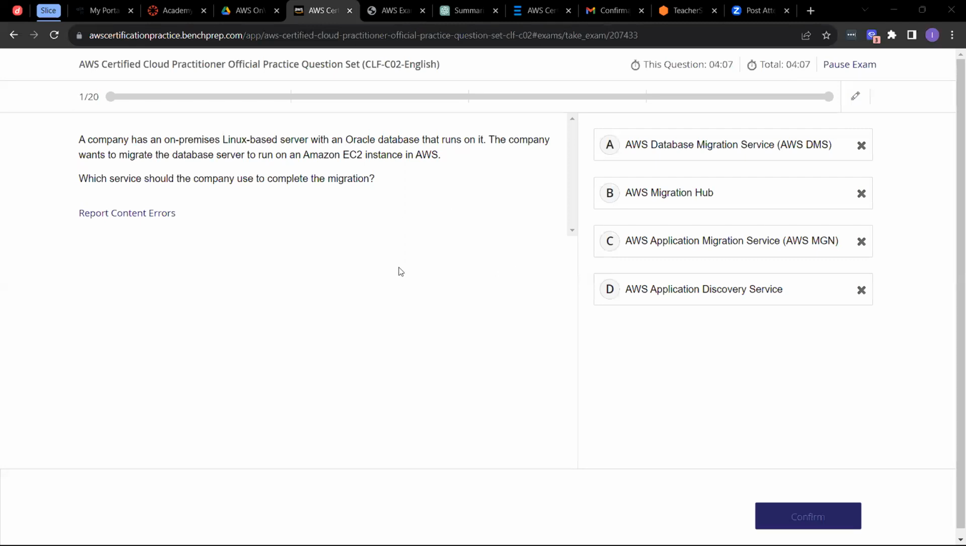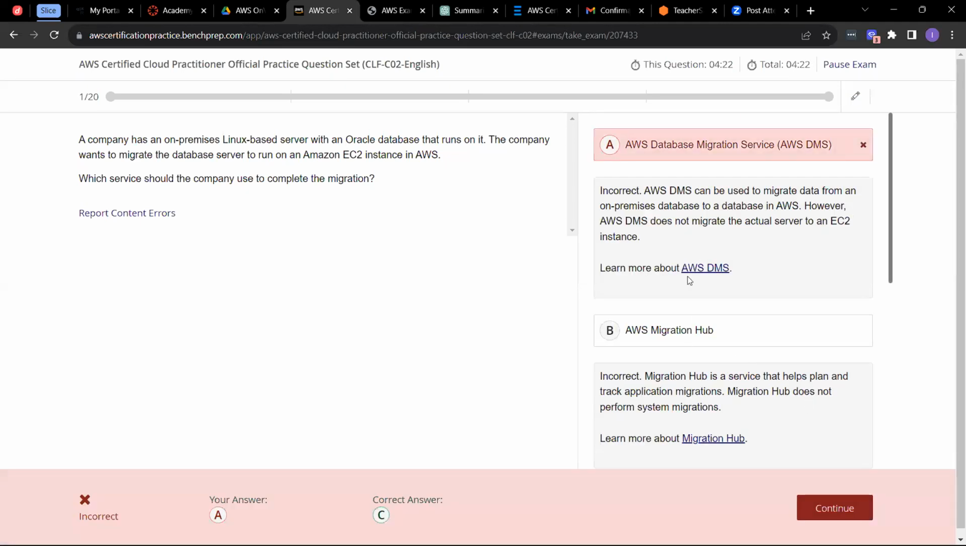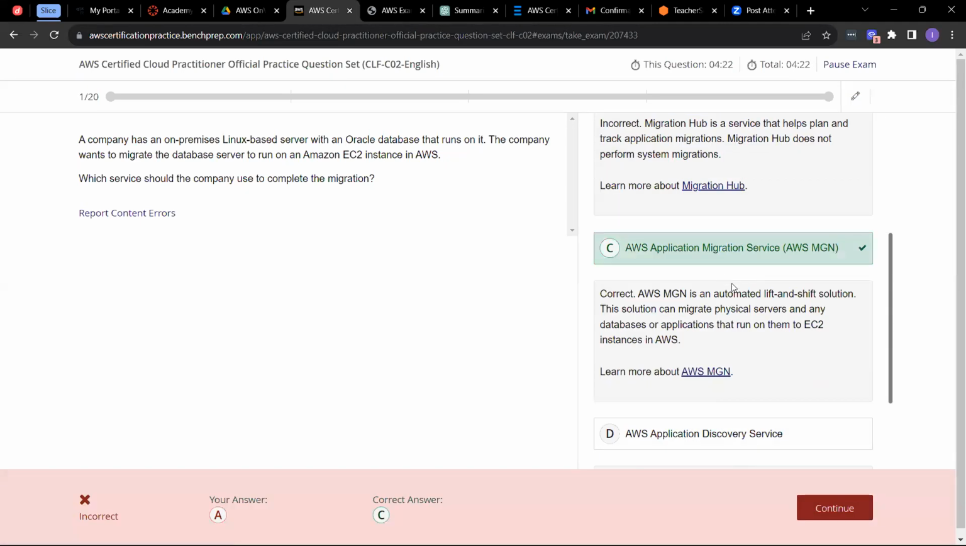Okay, so we'll go with the majority, Dr. Seps, right? Since no one is giving an explanation for C. All right, so this is the majority's answer. Yeah, so it is wrong. C was the correct answer.